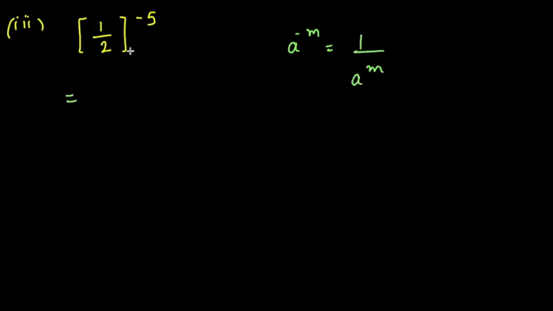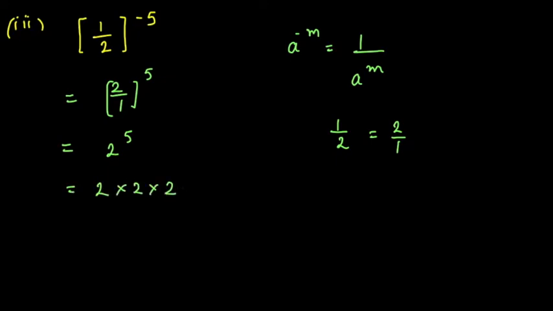Now let's see the third part of the question, which is 1 upon 2 raised to the power minus 5. Again, what do we have? A negative exponent. So we will make use of the same rule, which can be written as 1 upon a raised to the power n. It means you have to take the reciprocal. So what is the reciprocal of 1 upon 2? It's 2 upon 1. It means it can be 2 upon 1 raised to the power 5, which means 2 raised to the power 5. If I multiply it 5 times, 2 into 2 is 4, 4 into 2 is 8, 8 into 2 is 16, and 16 into 2 is 32. So 32 is the solution of the given question.